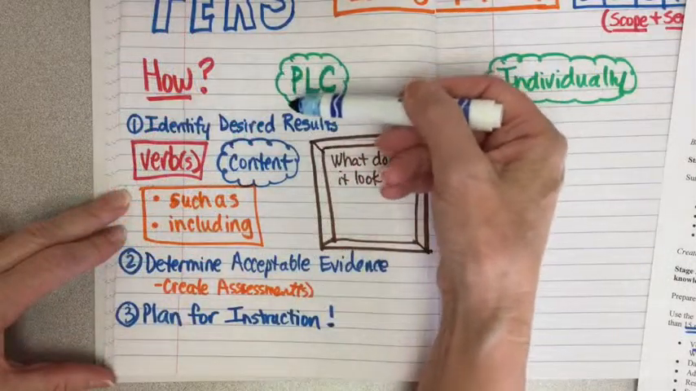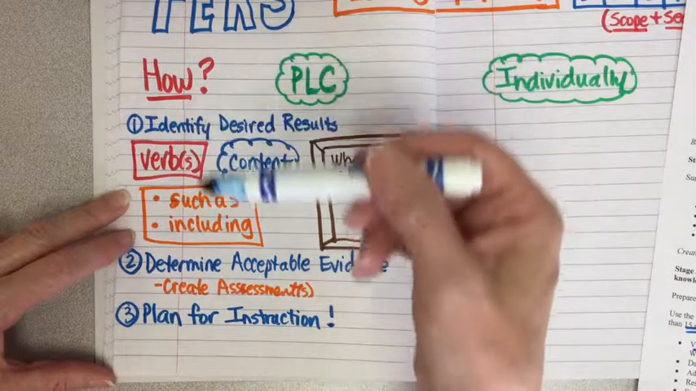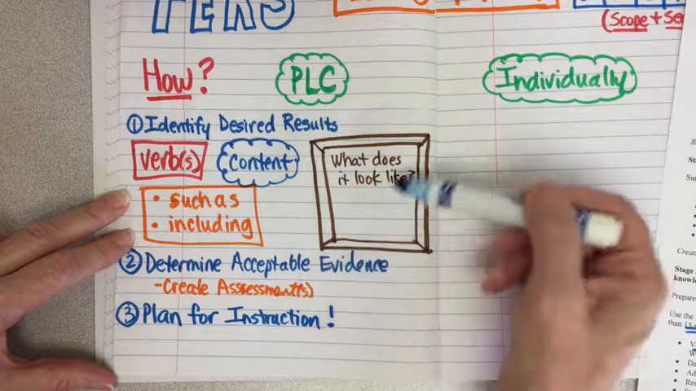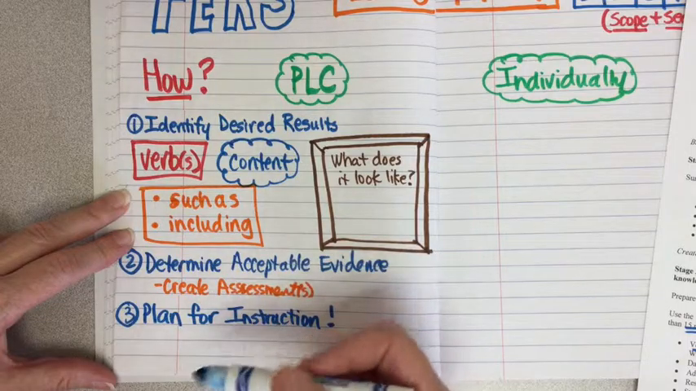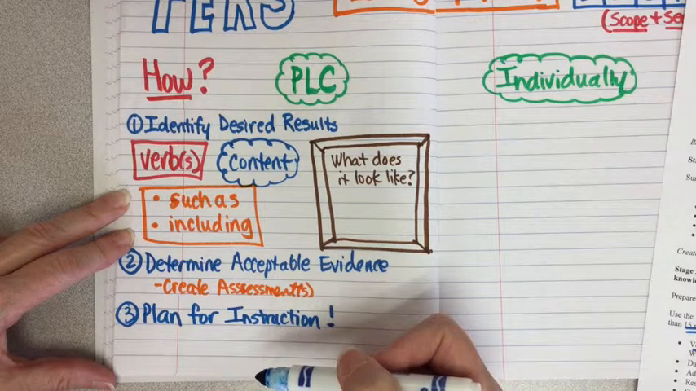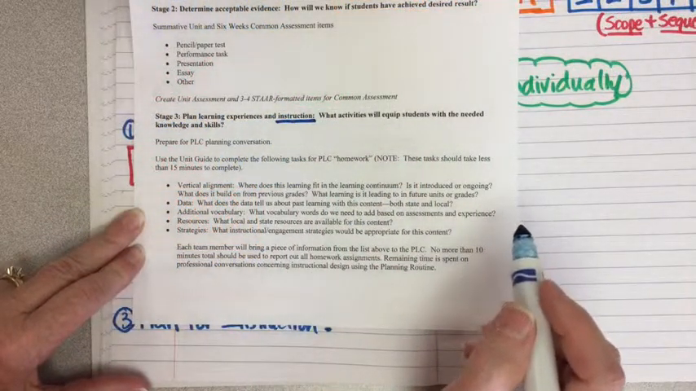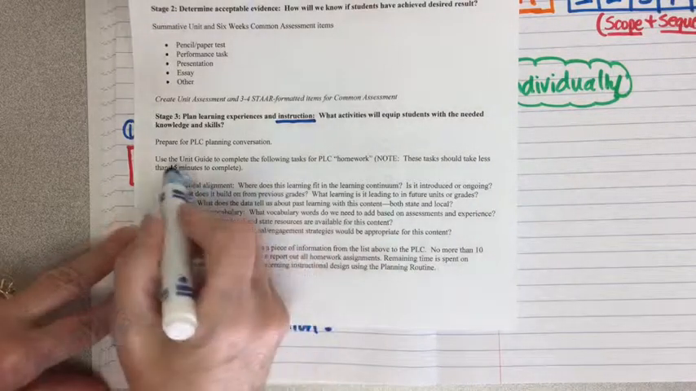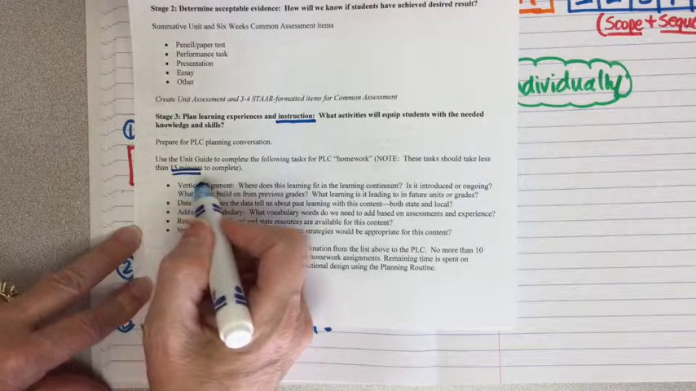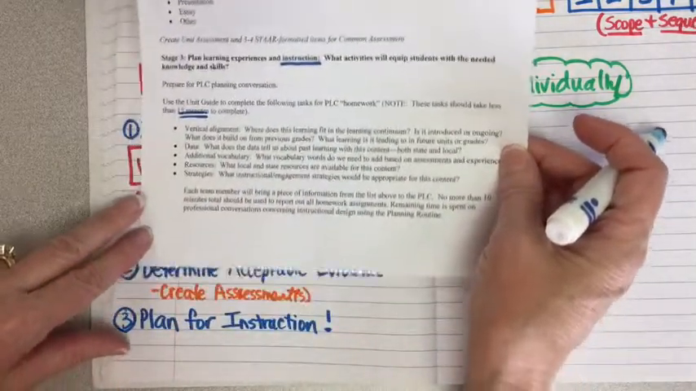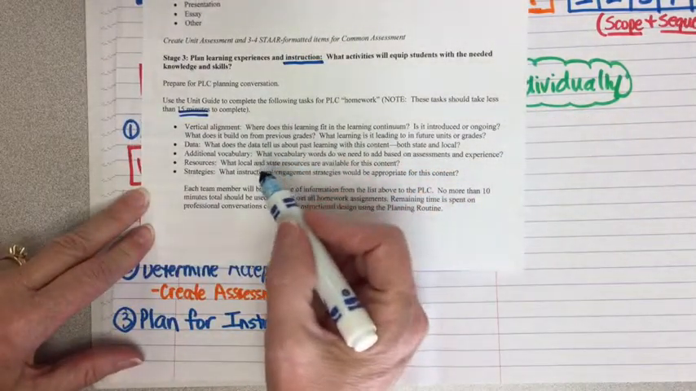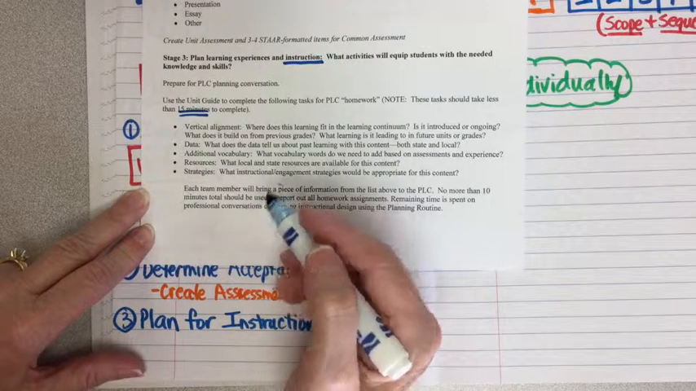Since you've already broken your TEKS down and you've already met as a group and determined what this looks like and how it will be assessed, we're now ready to actually plan for instruction. You'll be asked to do a little homework before the meeting. It should only take you 10 or 15 minutes to complete it. What we're doing here is trying to divide up the workload and just bring your piece back to the meeting and report out on it.